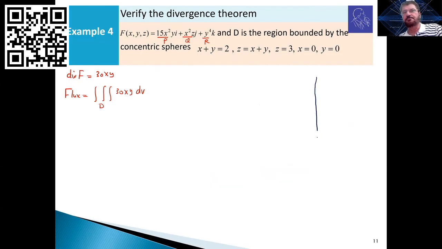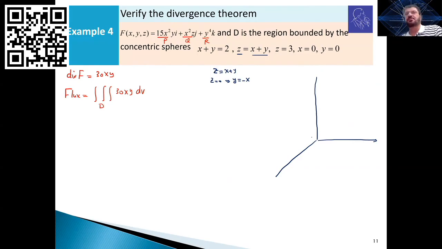Graph it carefully. This is really confusing. The first one says z is equal x plus y. This is the upper surface. How do you graph this one, by the way? When we say z is equal x plus y, let's take z to be 0. What do we get? We get y is equal negative x. Y is equal to negative x could be the lower one, or it could be the top one.